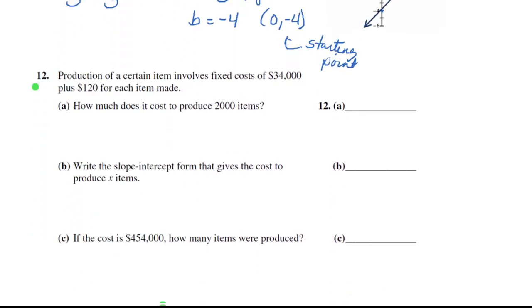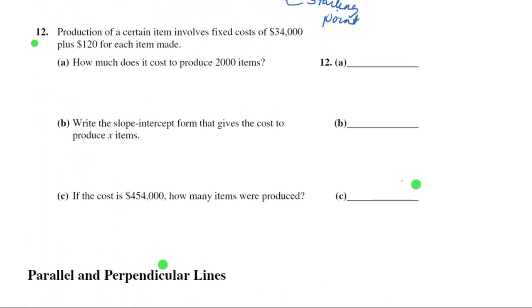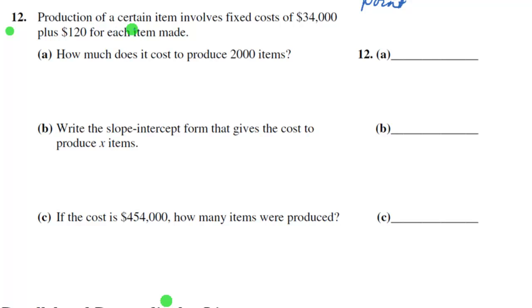For our next problem, we have a word problem. But don't let it freak you out. It's the same thing. It says here, production of a certain item involves fixed costs of $34,000 plus $120 for each item made. So how much does it cost to produce 2,000 items?